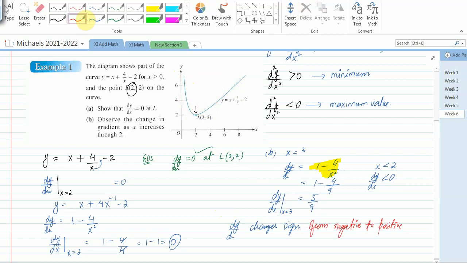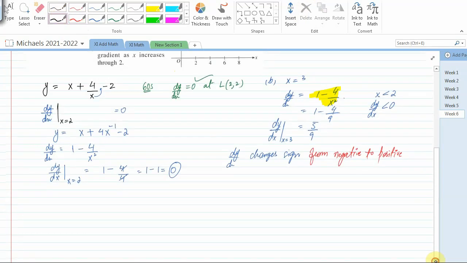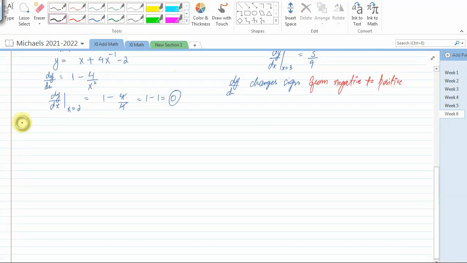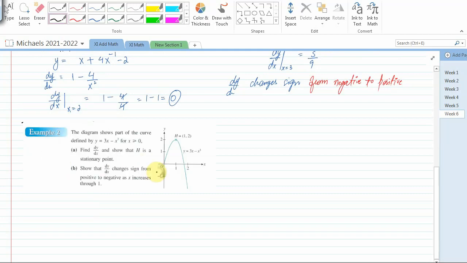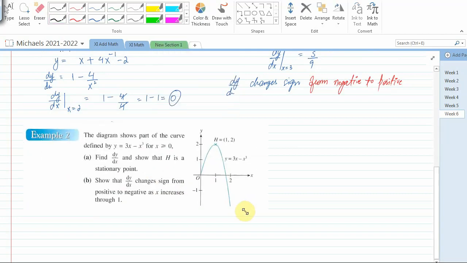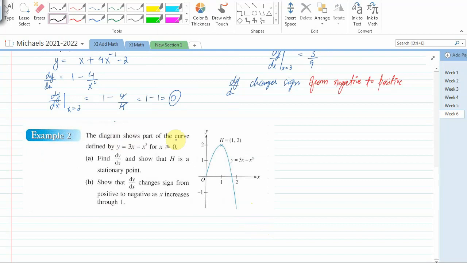Alright, so if there is a confusion, not to worry about it because it's new and it's our first class of the topic higher derivatives. So let's take one more example. It's example number 2. The diagram shows part of the curve. We have the equation y equals 3x minus x cube for x greater than or equal to 0. Find dy by dx and show that h is a stationary point.